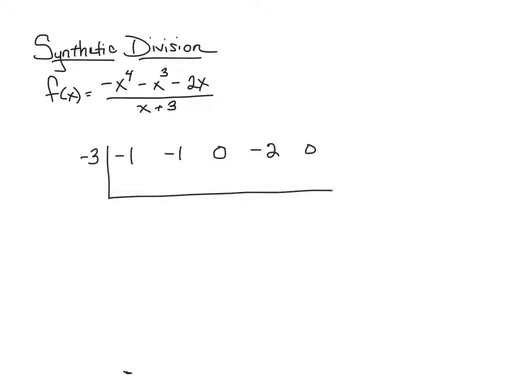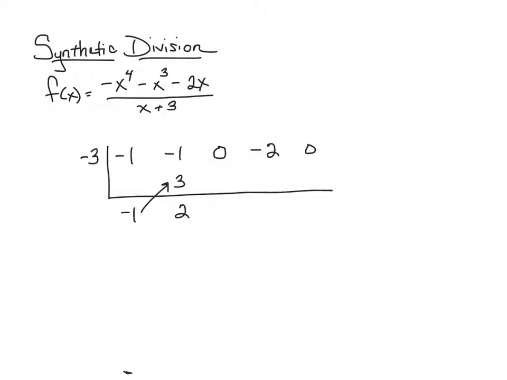Remember, to get it started, we bring the first -1 down. And what we're going to do is multiply and add all the way down the table. We always multiply each time by the -3, so we'll have -3 times -1. That gives us +3, and then you add these two terms together. 3 plus -1 is 2, and then we start over again.